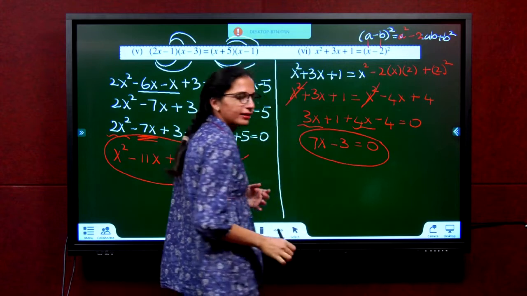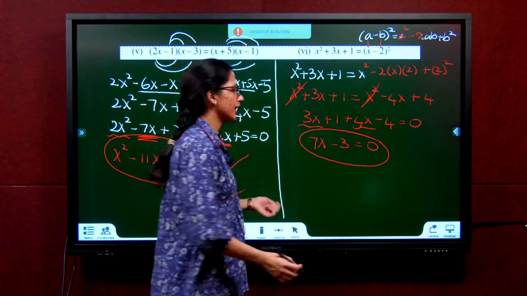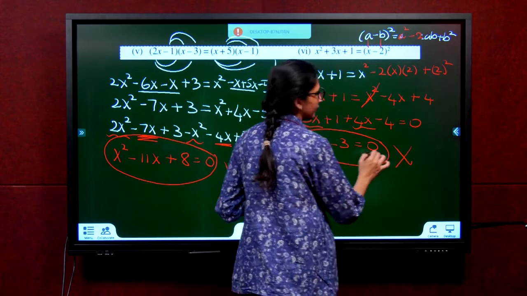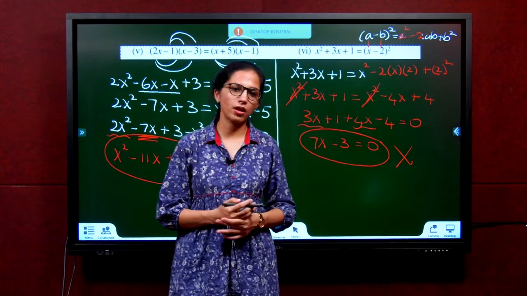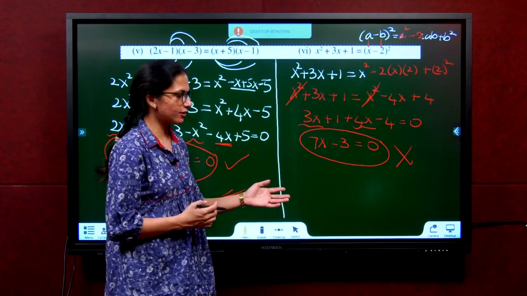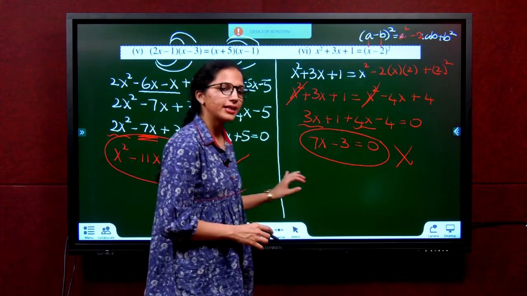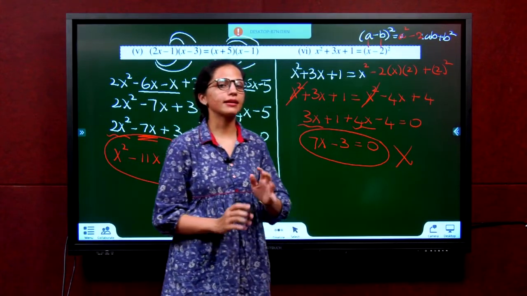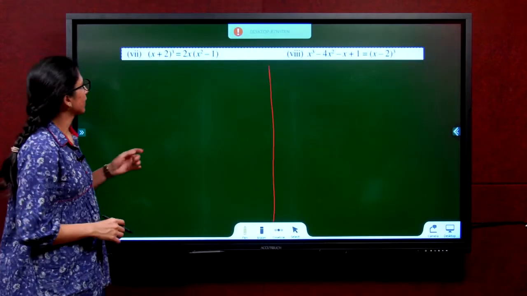Is this a quadratic equation? Is there an x square term? No. Which is why this is not a quadratic equation. What will be your conclusion? This is not of the form ax square plus bx plus c equals 0. Therefore, it is not a quadratic equation. Please write the statement in the last. It carries marks. Coming to the seventh sum.